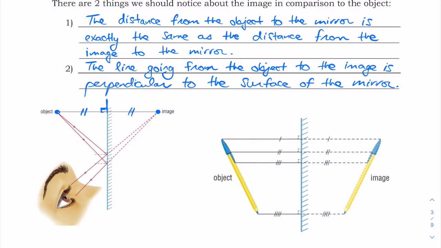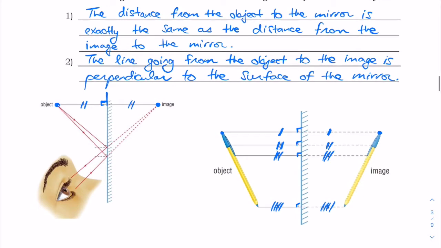Okay, and we can look at an example in the picture to the right. So the distance from the top of the pencil to the top of the pencil in the image would be the same. So these lines are the same. Similarly, these lines are the same. These lines are the same. And these lines are the same. Okay, and all of these lines are perpendicular to the surface of the mirror. So these properties will help you locate images in a plane mirror.